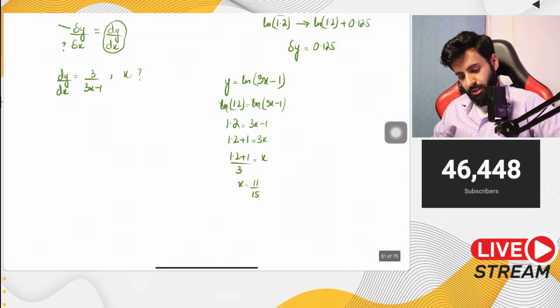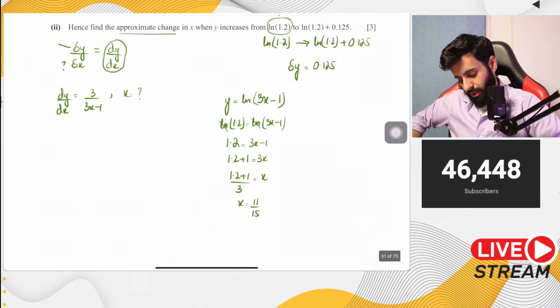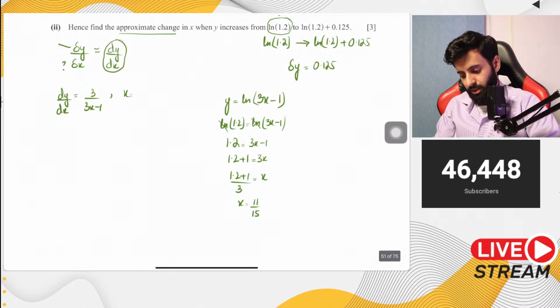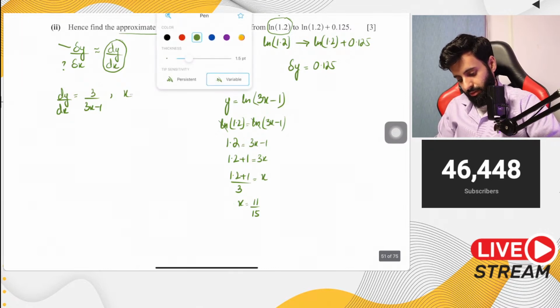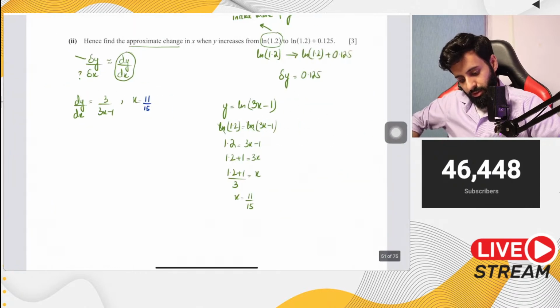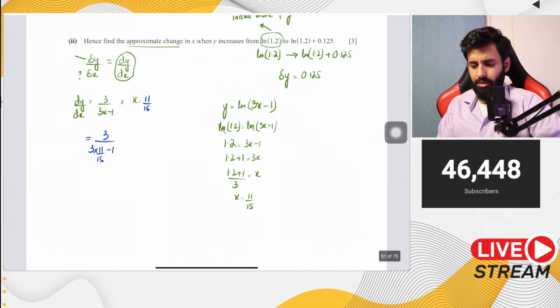Now this is the initial value of x that we were looking for. And this is what we're now going to plug in. So now that we have the initial value of x, 11/15, we're going to plug it in. So 3 upon 3 times 11/15 minus 1. So I'm going to use a calculator over here. Okay.